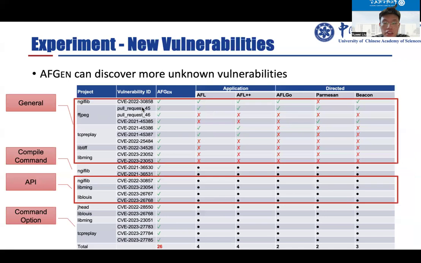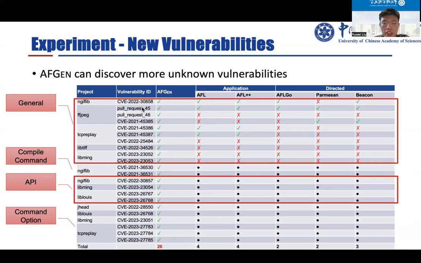We compare the ability to discover unknown vulnerabilities. AFGEN can discover 26 unknown vulnerabilities, and 24 of them are assigned CVE IDs, which is much more than the compared tools. Based on the method by which these vulnerabilities are triggered, we categorize them into 4 types. The general type refers to the vulnerabilities that can theoretically be triggered solely by mutating the input file and do not require additional options.